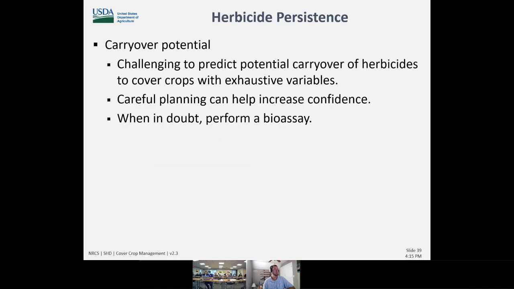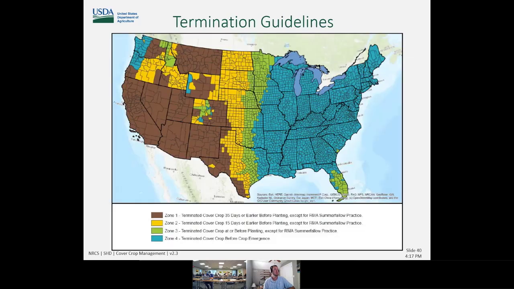In terms of herbicide persistence, it's challenging to predict the carryover of those herbicides. A lot of times you may just utilize your experience in your area with those cropping systems and the herbicides that are being used. But when in doubt, perform a bioassay. See what is actually in that soil profile that may be active, and then you can make some determinations on how that could affect those different species.